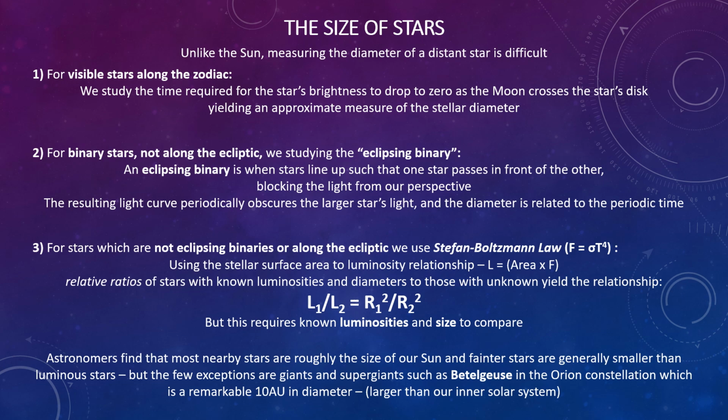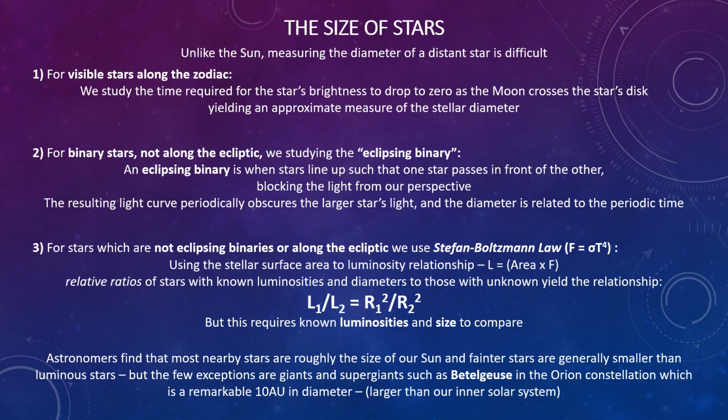So astronomers find that most nearby stars are roughly the size of our sun, and that fainter stars are generally smaller than luminous stars. However, there are a few exceptions with giants and supergiants, such as Betelgeuse in the Orion constellation, which is a huge star in terms of its size, and it has a diameter of 10 AU. So if you put Betelgeuse in place of our sun, it would be larger than our inner solar system. It would reach out past, actually past Jupiter.